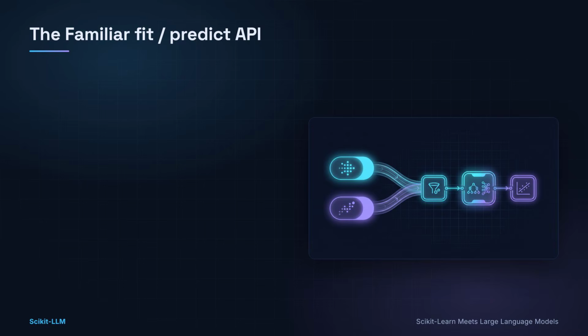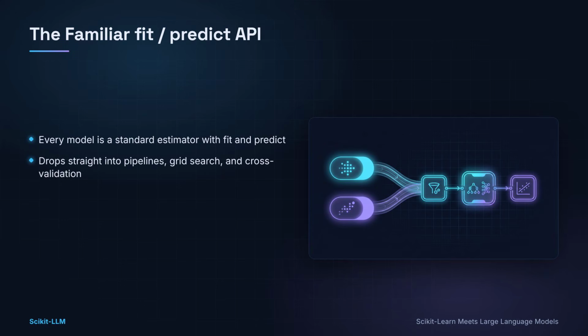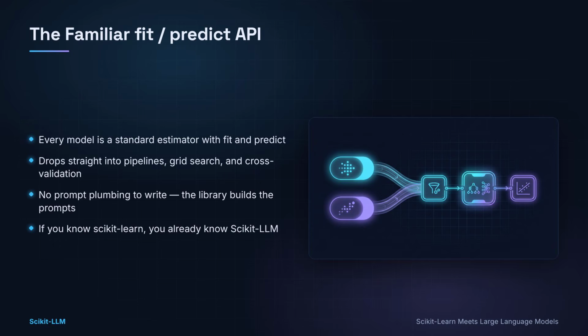The magic is the consistency. Every model is just a standard estimator with a fit method and a predict method. That means it drops straight into Scikit-Learn pipelines, grid search, and cross-validation. You don't write any prompt plumbing. The library handles that. If you know Scikit-Learn, you already know how to use this.